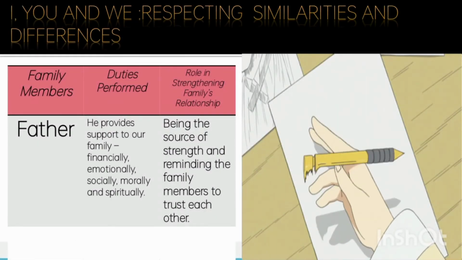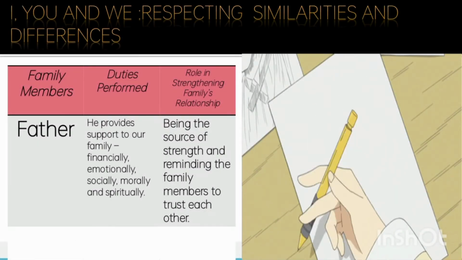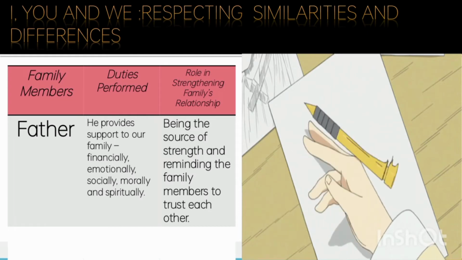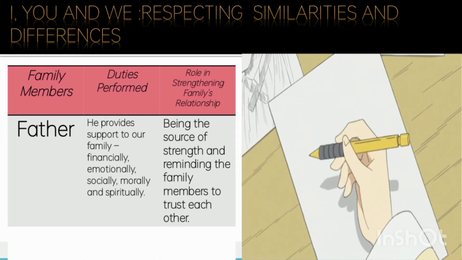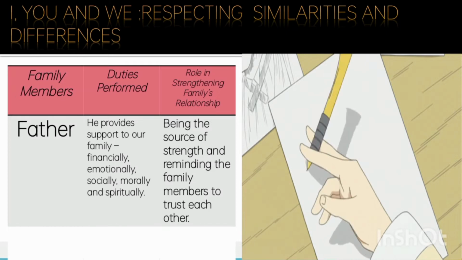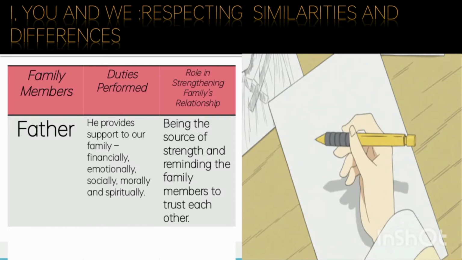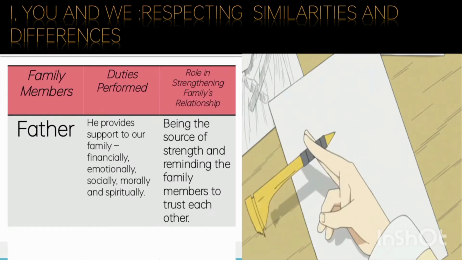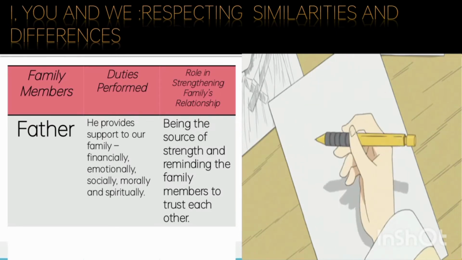So here are the examples that will guide you in doing the activity. In the first column is the family members, in the second column is the duties they performed, and the last column is the role in strengthening the family's relationship.